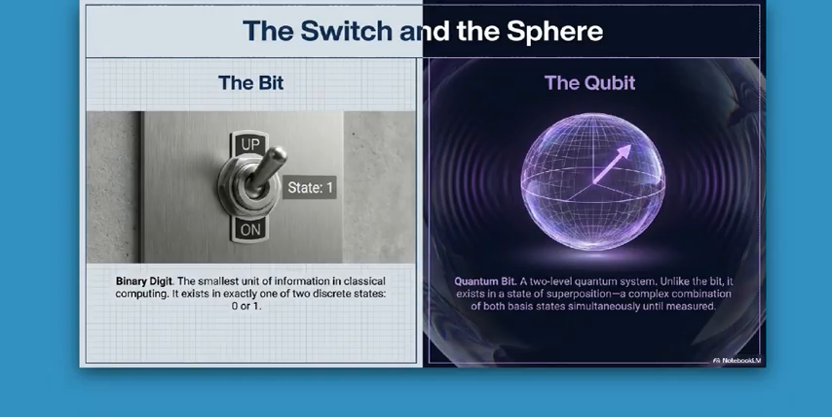That is why the visual they used is a sphere. Oh, because of the arrow inside. Exactly. The arrow inside isn't just pointing straight up for 1 or straight down for 0. It can point anywhere on the surface of that entire sphere.